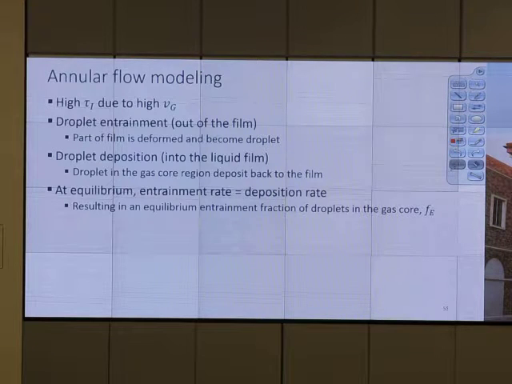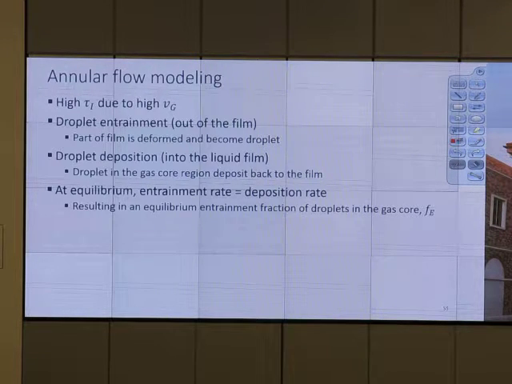For annular flow, the way that we model it, we say, okay, we have very high interfacial shear stress, so we have high Vg. And we said droplets can be inside of the core. So we have droplet entrainment. Some droplets are in the gas core. Okay, that is the annular flow model.